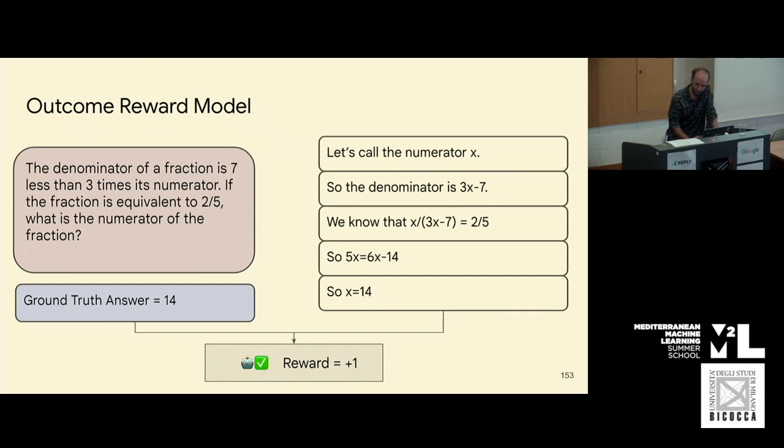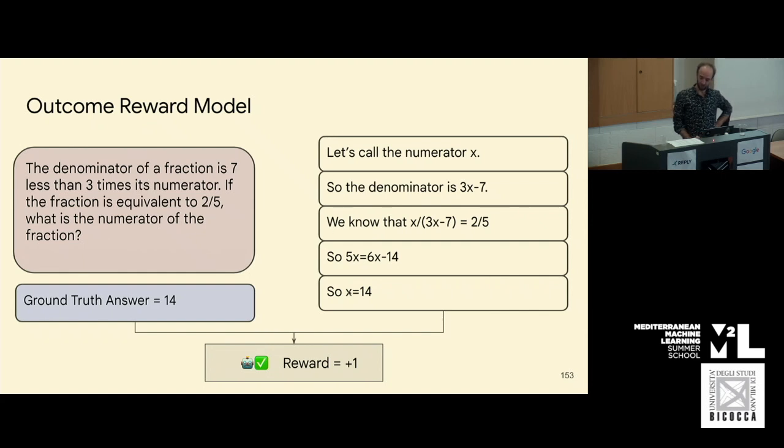All right, so I'm going to work through this example a lot. It's simple, but let's work through it together to make sure that we have it in our mind for a lot of the next few slides. So let's say there's a very simple math riddle. The denominator of a fraction is 7 less than 3 times its numerator. If the fraction is equivalent to 2/5, what's the numerator of the fraction? I can tell you the ground truth answer is 14.